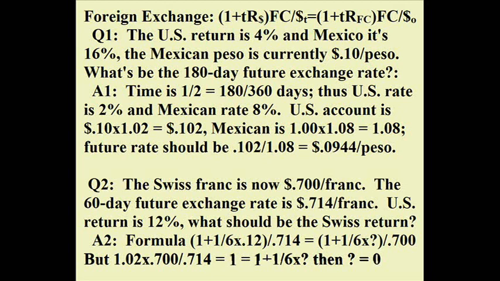So we have 1 plus 1/6 of 12% as a decimal, now 0.02. And we're going to divide by the dollars per Swiss franc. Why? Because the American account is in dollars, and if we multiplied, we'd get dollars squared. So we're going to divide. Then, on the other side, likewise dividing by the 0.70 spot, because that goes with the overseas account, and when you solve it through, the rate of return in Switzerland has to be 0.